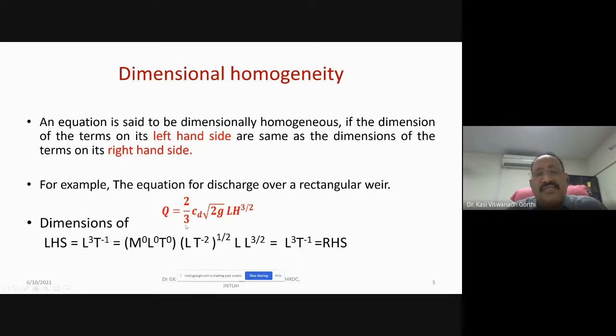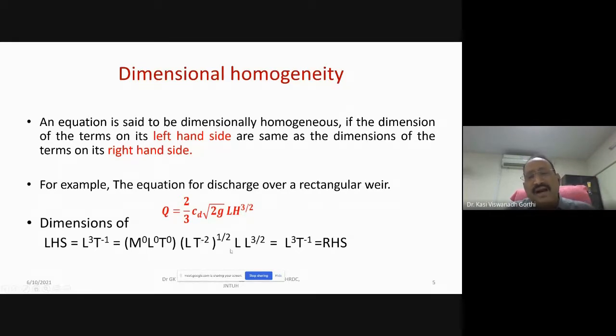Similarly, for the right hand side, 2/3, CD, √2, all these are constants. So for a constant, the dimensions are M to the power 0, L to the power 0, t to the power 0. Into root g, acceleration due to gravity, Lt to the power minus 2 to the power half, because it is under root. Into L, the length of the crest, once again the dimension formula L. H to the power 3 by 2, H is head, once again a linear dimension. So the dimension formula is L to the power 3 by 2.